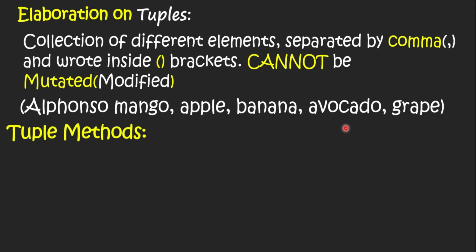So let us have a look at tuple methods. There are just two methods that are really used in tuples. The very first one is count and then index. Count would just count the elements present inside it. So this is 1 2 3 4 5. So this output would be 5, and index would, I don't know.